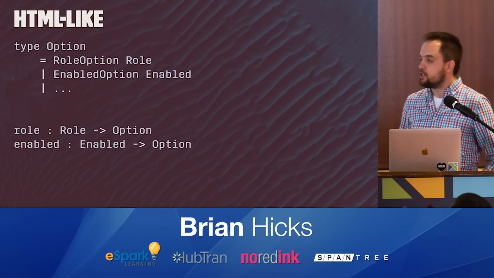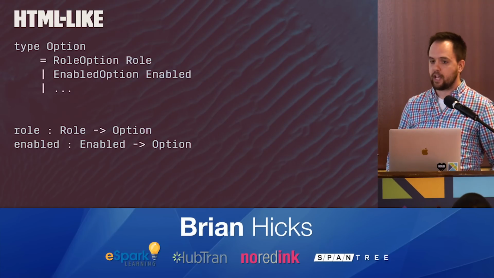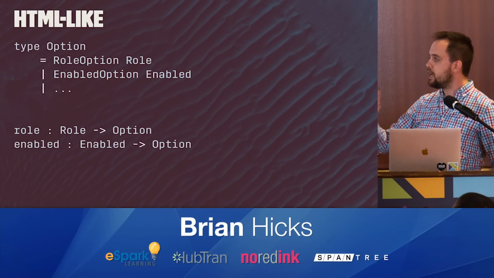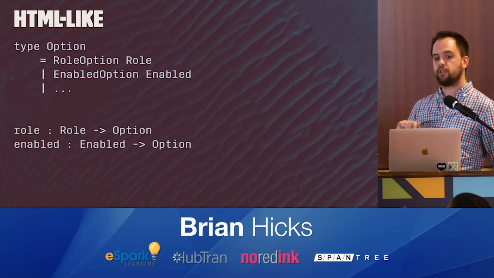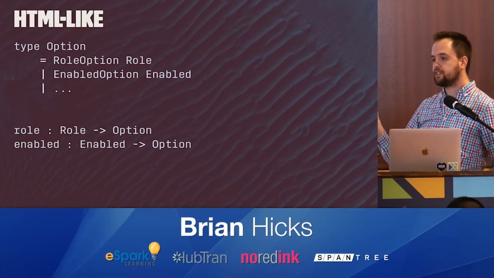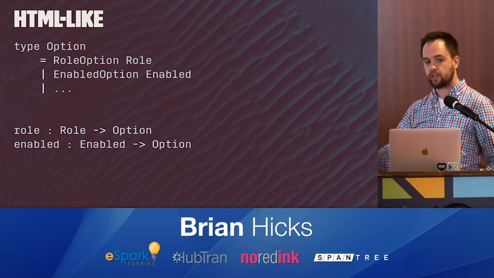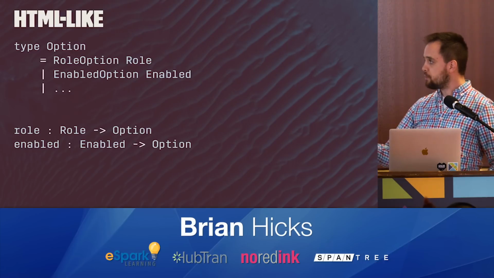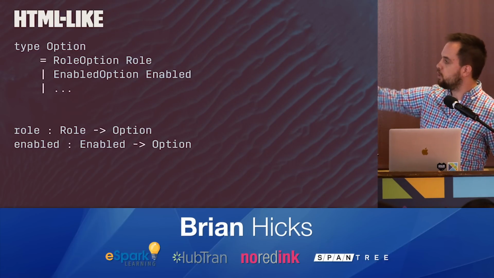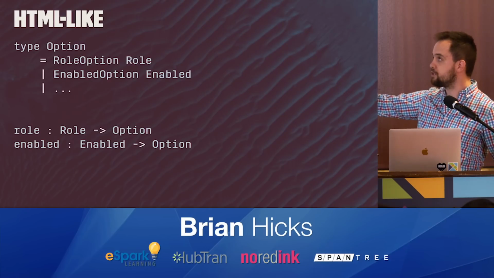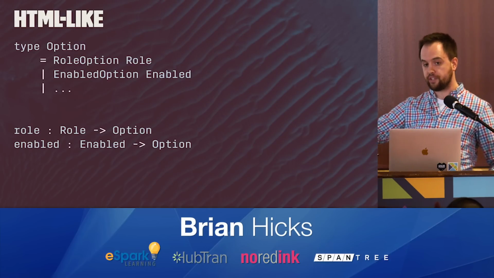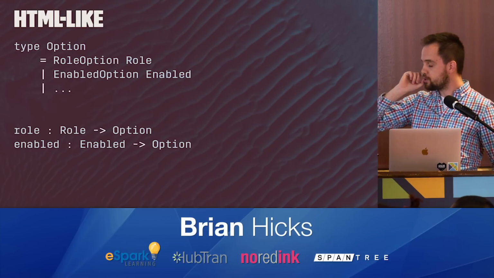So the first thing we need to do is create an option type. And we expose the type, but not the constructors. And then we do expose custom constructors down below. We do this because it gives us the option to, at the constructor level, provide useful variations for the programmers. So here we have role, which takes a role and gives an option, and enabled, which takes an enabled, which remember was enabled or disabled, and gives back an option.